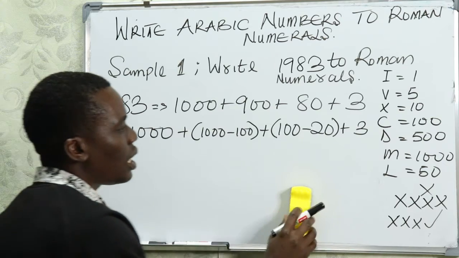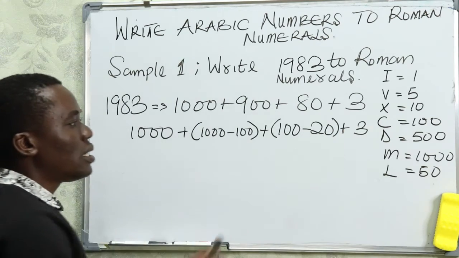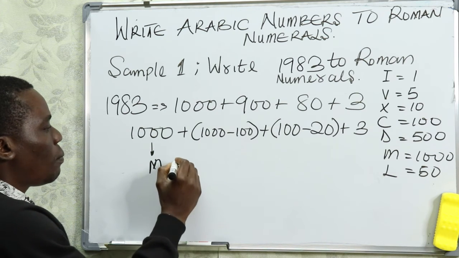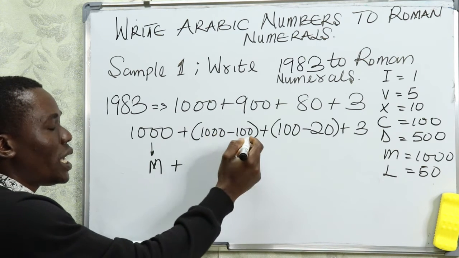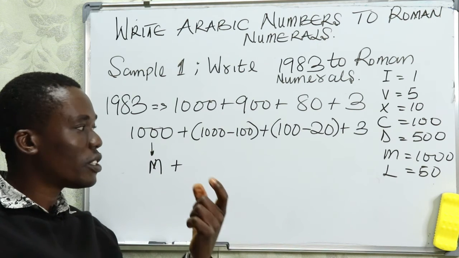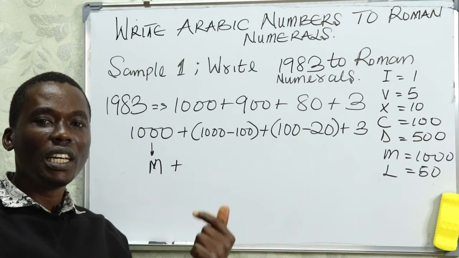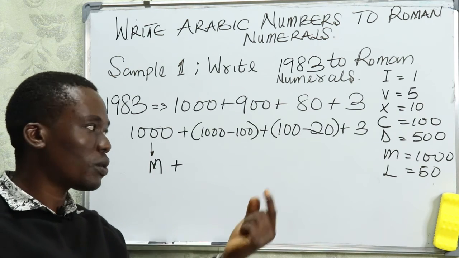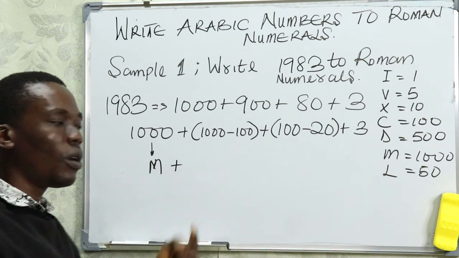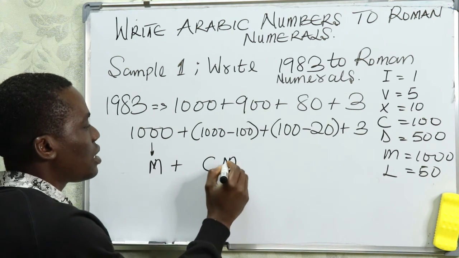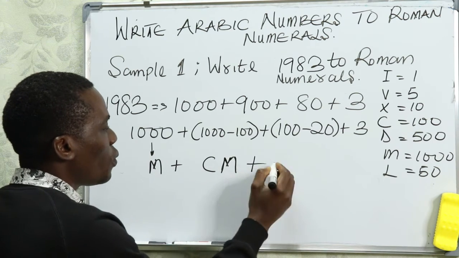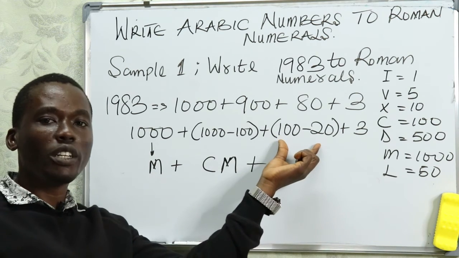Now let's look at that. We are going to now analyze this. So 1000 is what? M. Plus what? 1000 minus what? 100. Remember the rules. If you have a smaller number behind a larger one, you do what? You subtract. So since we are having subtraction here, that means 100 is behind what? 1000. So we'll have our C and M, right?